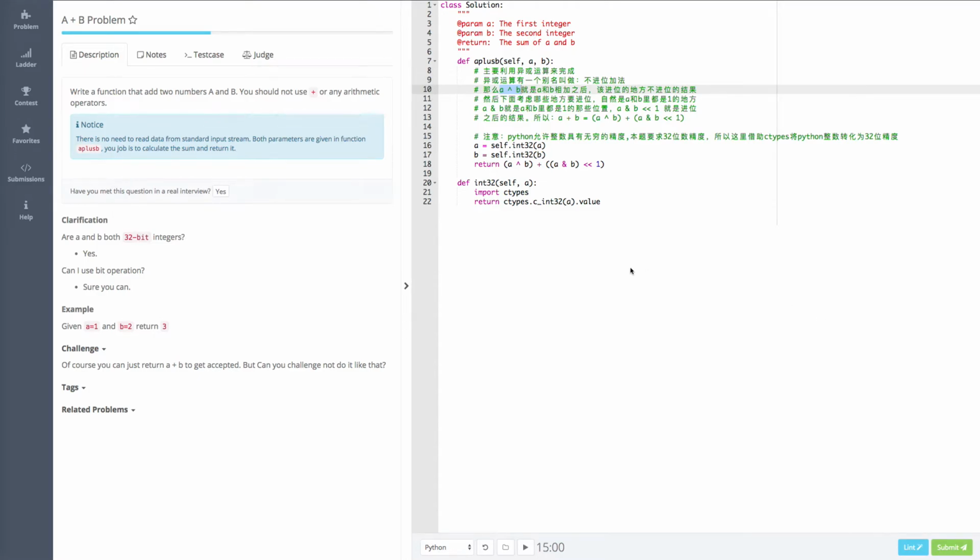Hi guys, today let's look at the Lintcode problem number one. This problem is about the A plus B problem. Let's look at this description.